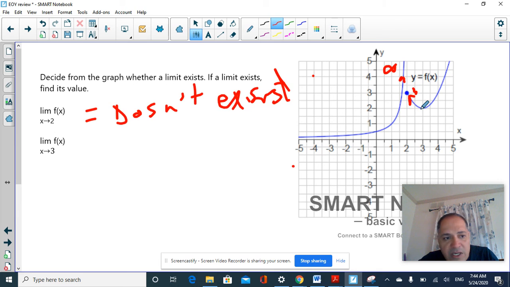Approach 3. So at 3, if you look at the function from left and right, both approach what? Yes, the same point, which is what? 2. So the function here, the limit of the function at 3 equals? Yes, 2. Okay?